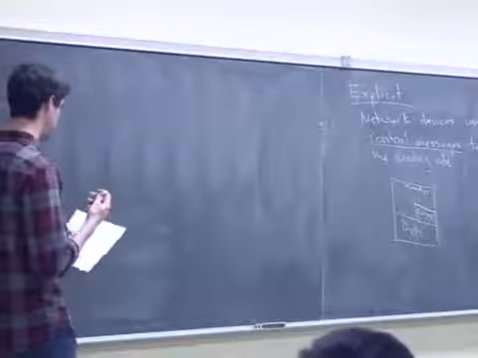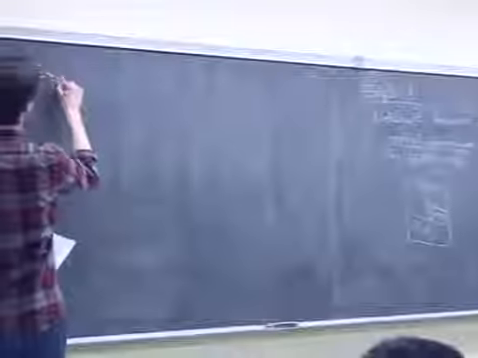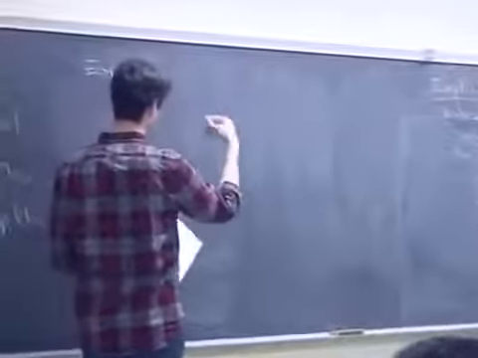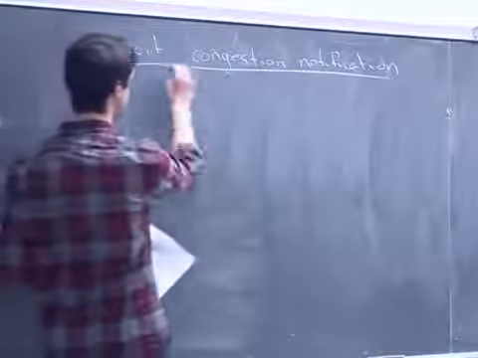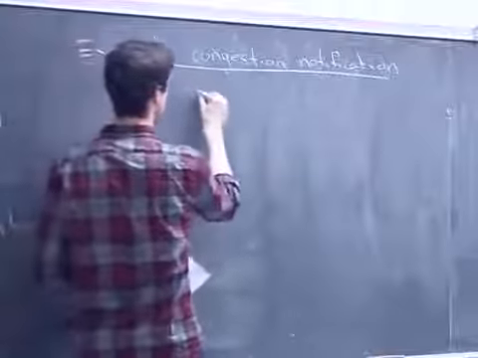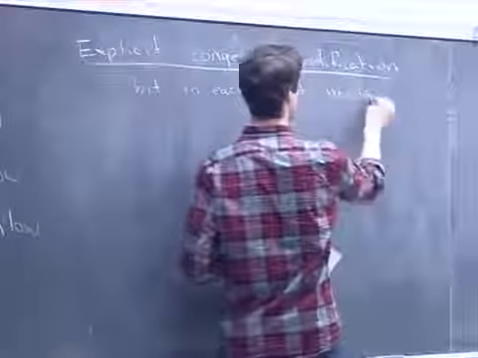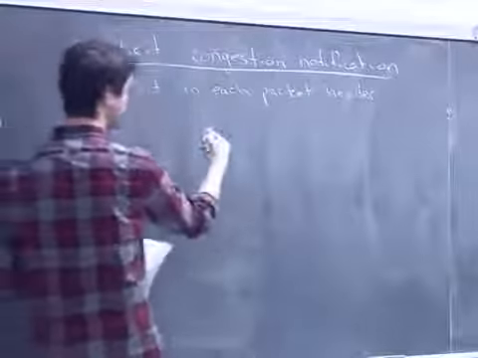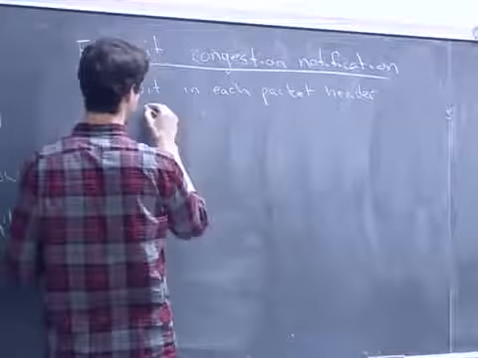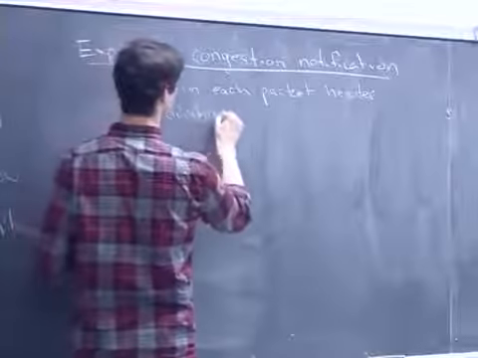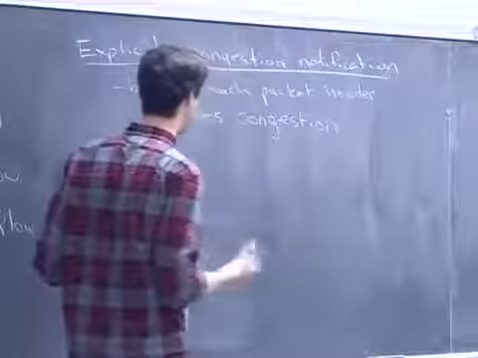Let's look at one other way to explicitly do flow control. And this is where we have explicit congestion notification, all right? What explicit congestion notification means is that there's a bit inside each packet header. This bit indicates whether any device along the path is overloaded. We'll call any overloaded device congested. Okay, so it indicates congestion.